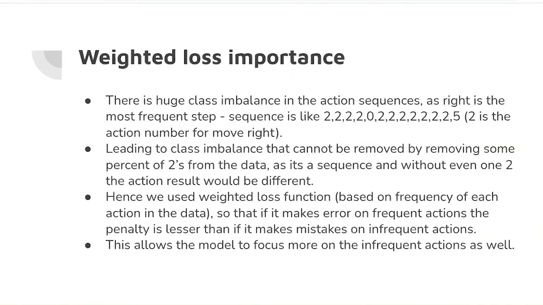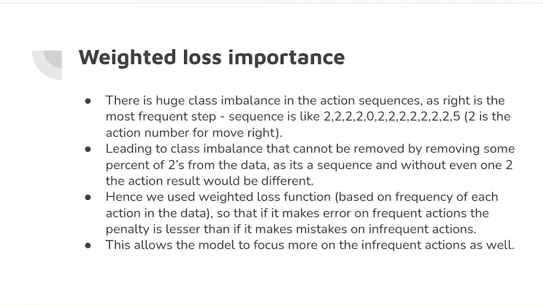So, why was weighted loss crucial to achieve imitation? There is huge imbalance in the action sequences. As right is one of the most frequent step in the sequence, an example sequence would look like 2220 where 2 is the action number for move right. This is a major problem in training neural network as the data must be balanced. This cannot be resolved as we resolve in normal supervised learning problems by removing some percent of twos from the data, as it's a sequence and without even one two, the action would be different.